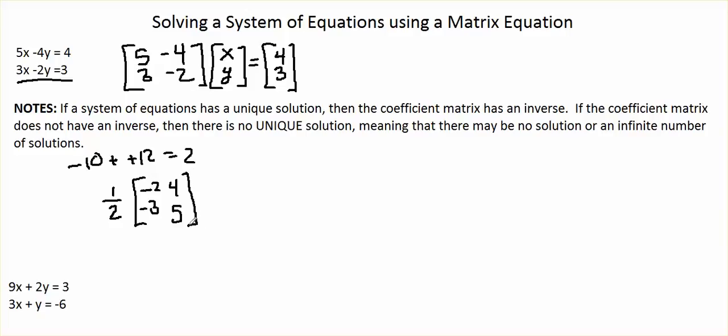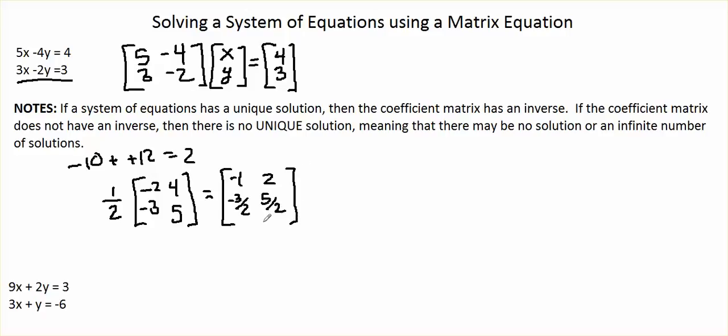And then we go ahead and multiply our matrix here, and we finally have our inverse matrix. -2 times 1/2 is -1, 4 times 1/2 is 2, -3 times 1/2 is -3/2, and 5 times 1/2 is 5/2.